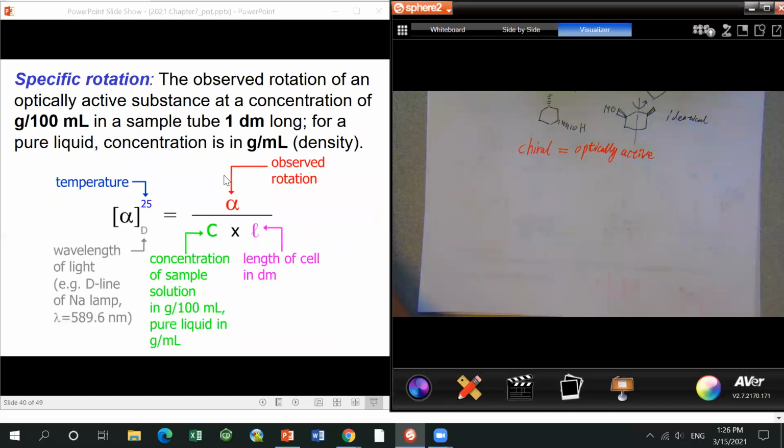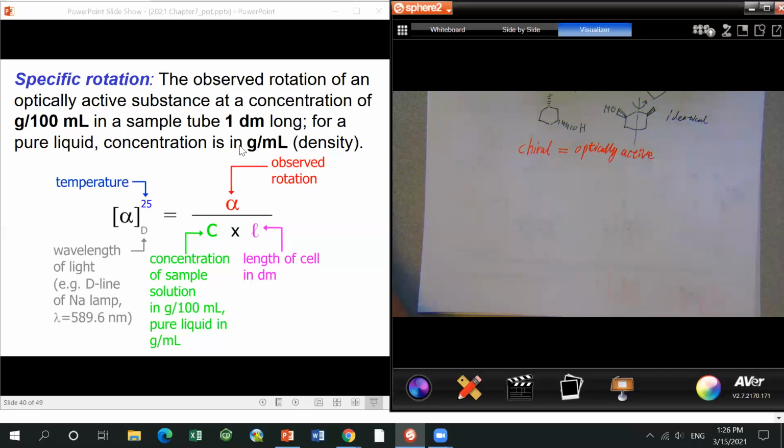you can actually calculate the specific rotation. Specific rotation is a special property of a chemical compound, a chiral compound, similar to melting point and boiling point. This data won't change, and different chiral compounds will have different specific rotations. Here's the definition for specific rotation: the observed rotation of a chiral molecule at a concentration in grams per 100 ml, in a sample tube 1 decimeter long, is what we call the specific rotation.